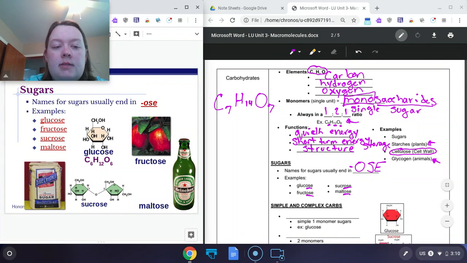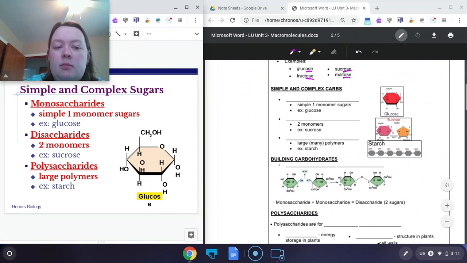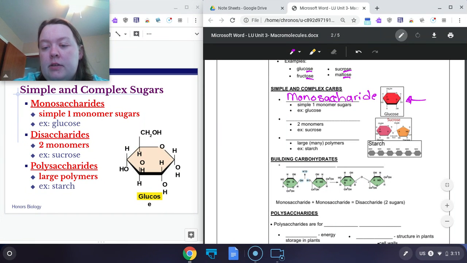Sugars can also be simple or complex. So a simple sugar would be a monosaccharide. Again, a monosaccharide is a single sugar. An example would be glucose. It looks like this. It just has one ring, single sugar. In the middle, we would have a disaccharide.